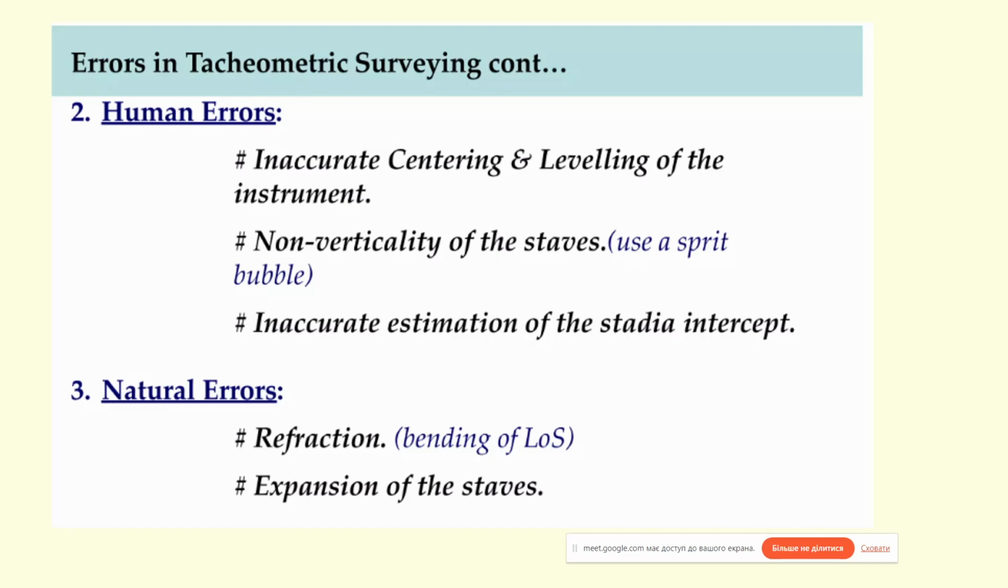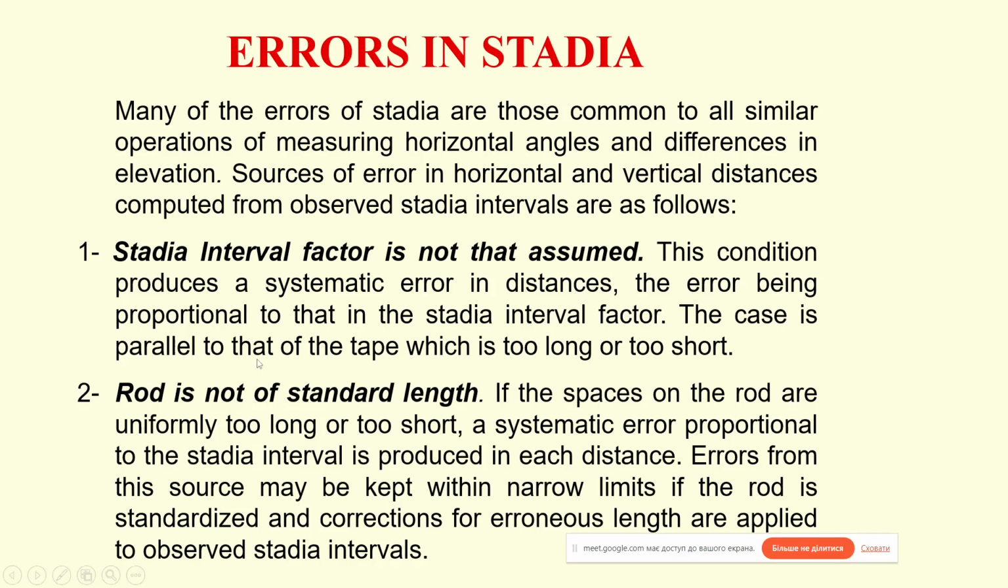And the last source of errors is expansion of the staves. For much more precise work, we use much more expensive metal staves with invar tape. Many of the errors of the stadia are common to all similar operations.